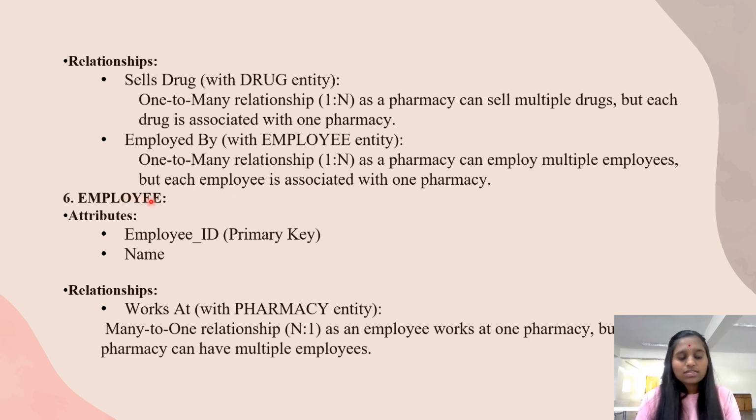And the employee is the sixth entity, and it has attributes like employee ID, which is the primary key, and the name. And the relationship is works at with the pharmacy entity. Many to one relationship, as an employee works at the pharmacy, but a pharmacy can have multiple employees. So this is the many to one relationship.